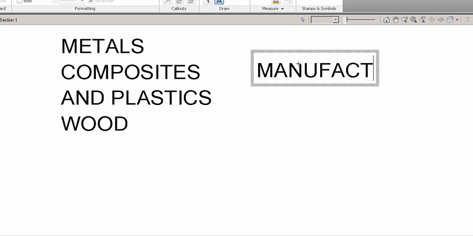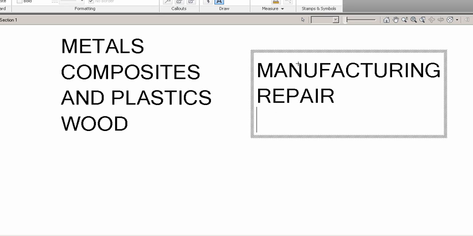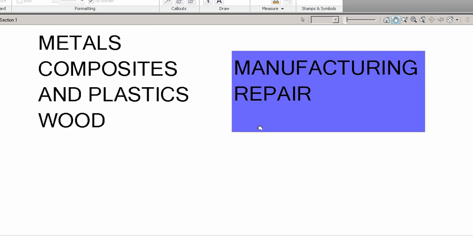Obviously, adhesive bonding can be used in the same way for manufacturing. It can be used in repair. I guess that's pretty much manufacturing and repair, the key things there.